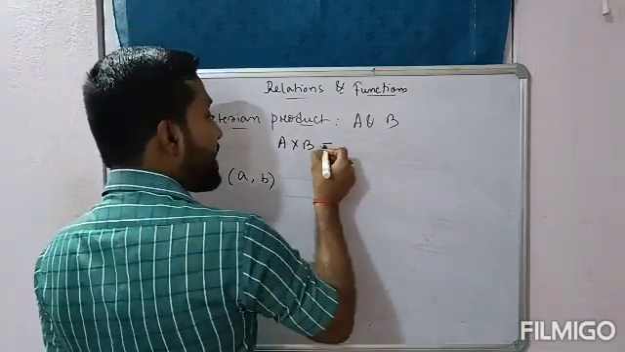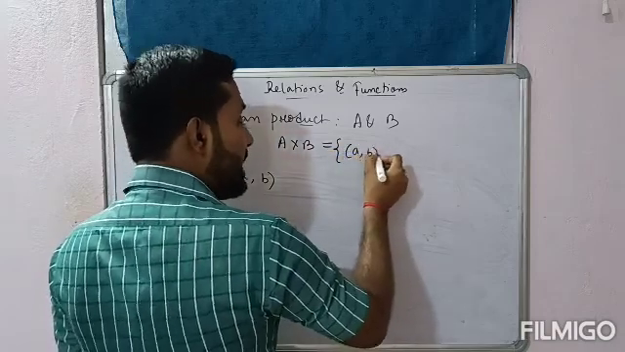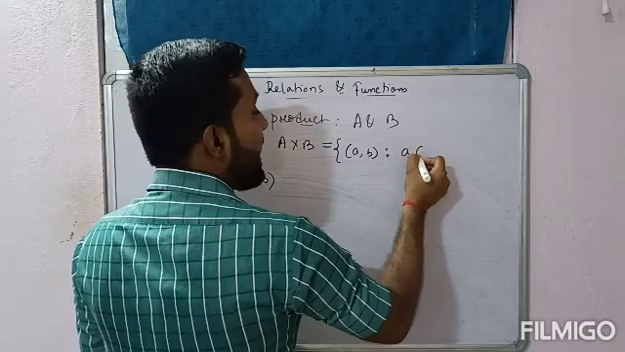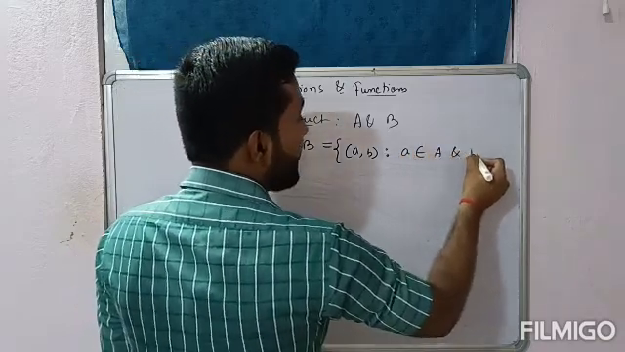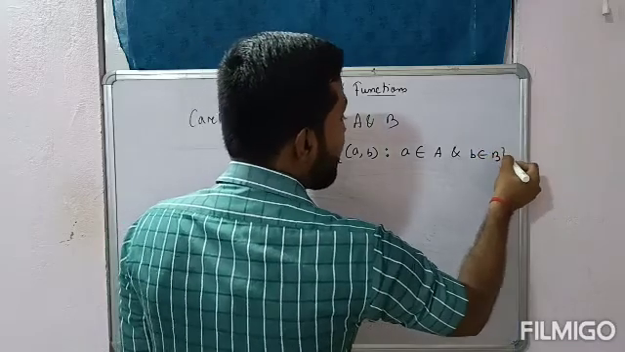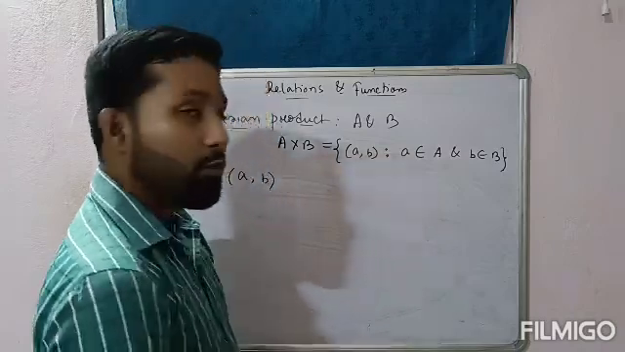That is, A cross B is equal to {(a, b) such that a is an element of capital letter A and b is an element of capital letter B}. This is the mathematical form of the Cartesian product.